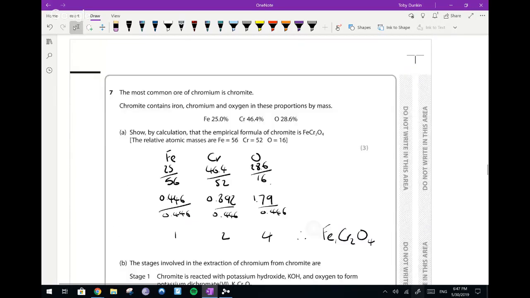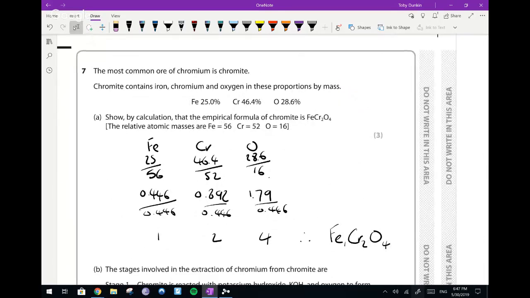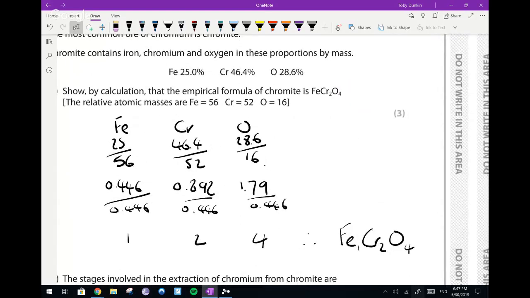Always. Next. Okay, a usual empirical formulae. I don't know whether or not you had an empirical on your paper 1. If you didn't, it's very likely to make an appearance, so please practice them. So it's given you the percentages of each element. They've even listed it for you, and they've even given you the relative atomic masses.